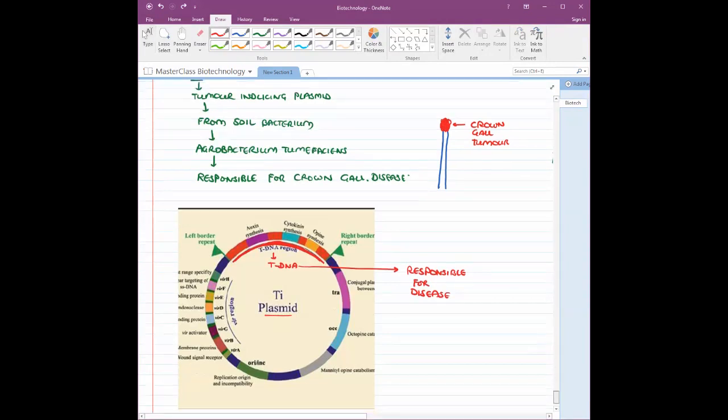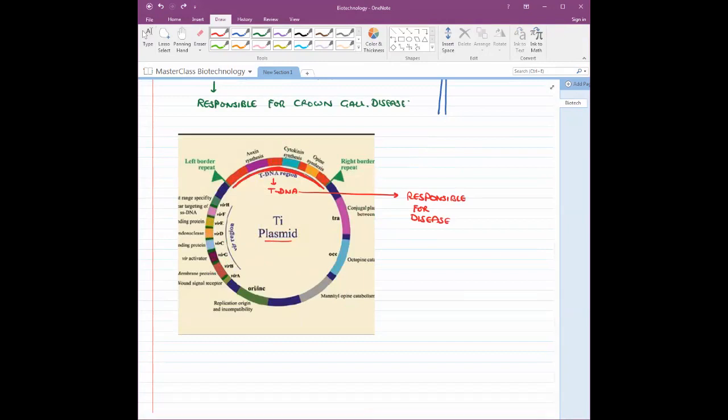Let me explain what exactly is going to happen. Let's imagine this is our entire TI plasmid. What we are going to see right on the top over here is the T-DNA. This is our T-DNA. Now, guys, I told you, if this T-DNA is intact, then the plant will suffer from crown gall disease.